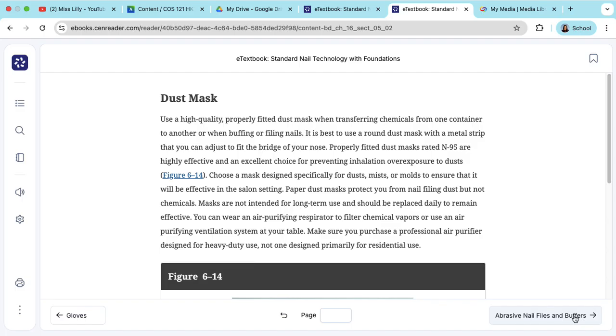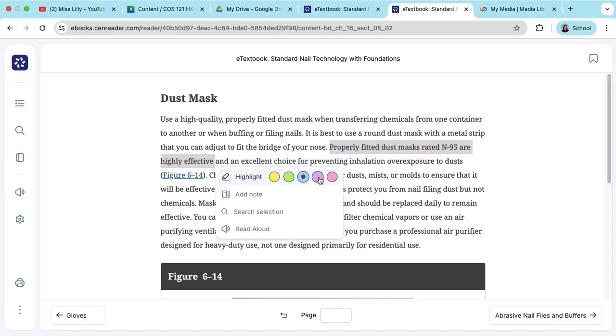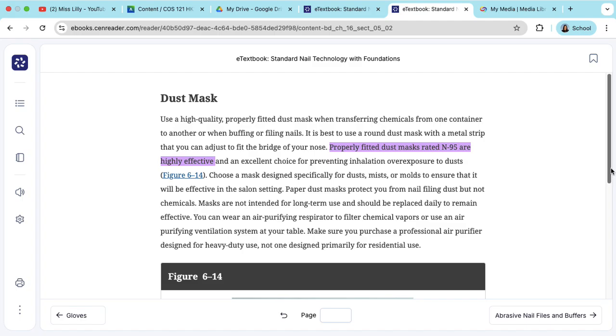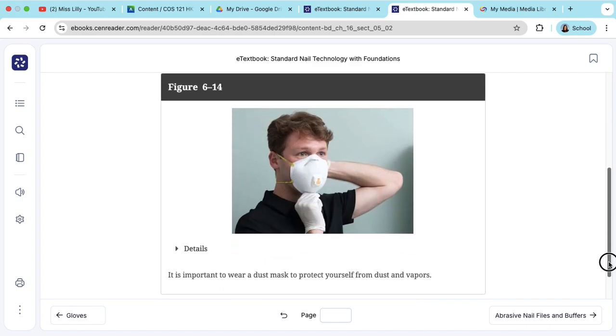Dust mask. The dust mask should be rated N95. Why? Because they are highly effective. Here's an example of one.